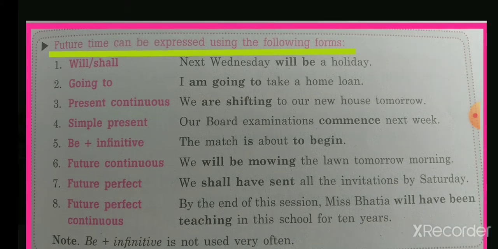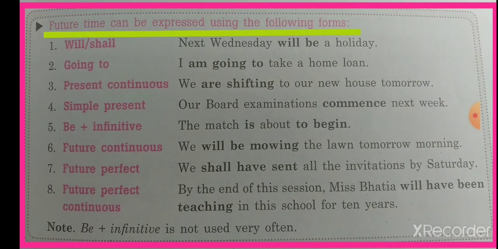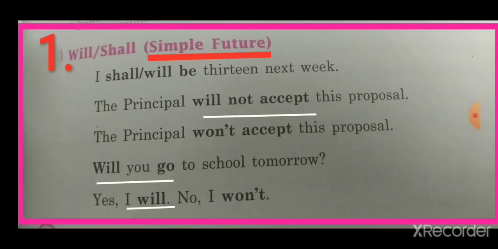Although it's not so common to use it, but still it's a way to express future time. Sixth one is future continuous tense. Seventh one is future perfect tense. And eighth one is future perfect continuous tense. So these are the 8 forms which express future time in a sentence. So we will learn their uses one by one. So let us start with the first one, will or shall.